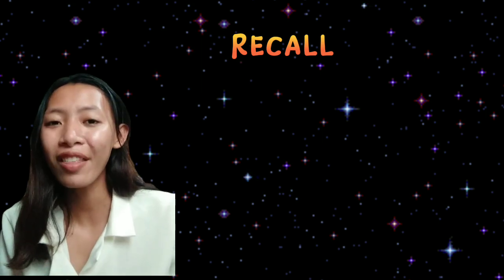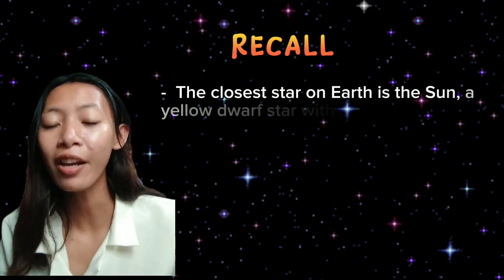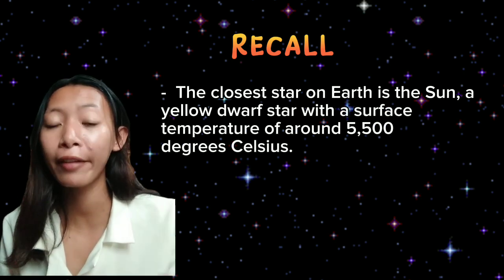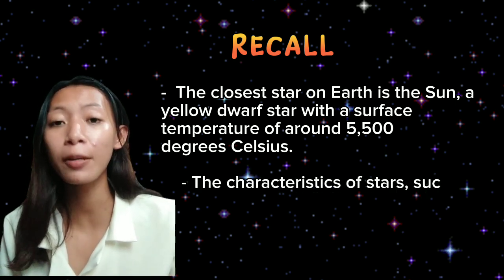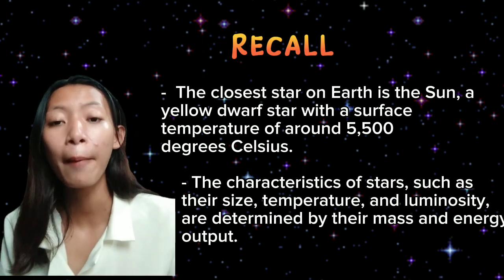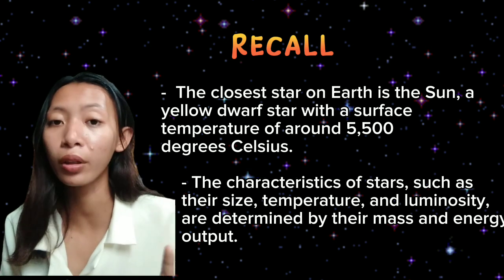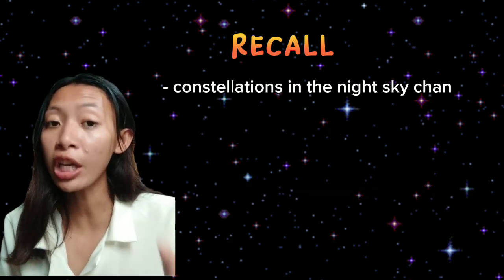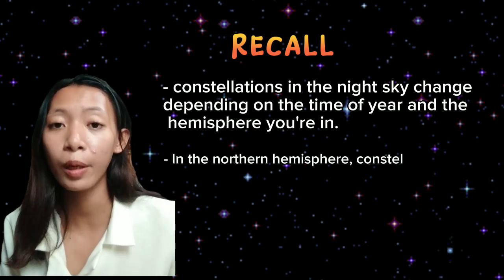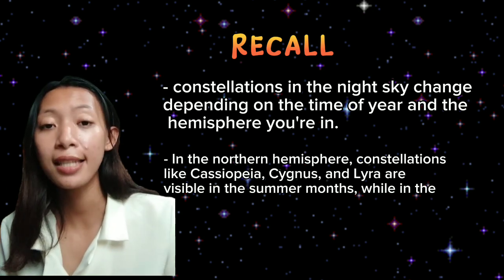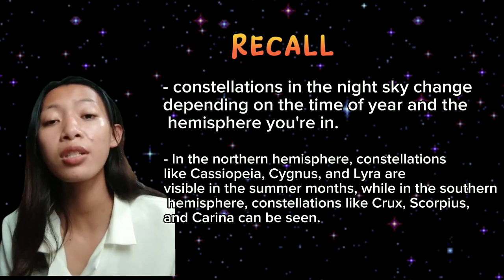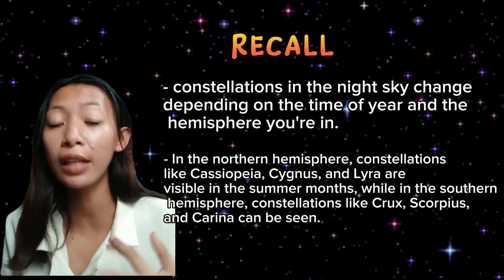Again, let's recall everything. The closest star to the Earth is the Sun, which is a yellow dwarf star with a surface temperature of around 5,500 degrees Celsius. The characteristics of stars, such as their size, temperature, and luminosity, are all determined by their mass and their energy output. Constellations in the night sky change depending on the time of the year and the hemisphere you're in. In the northern hemisphere, constellations like Cassiopeia, Cygnus, and Lyra are visible in the summer months, while in the southern hemisphere, constellations like Crux, Scorpius, and Carina can be seen.